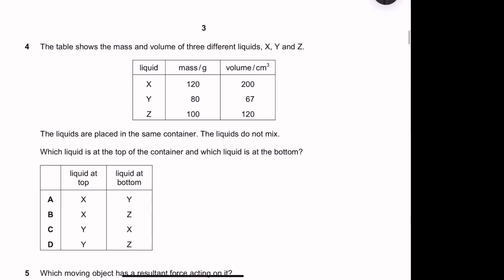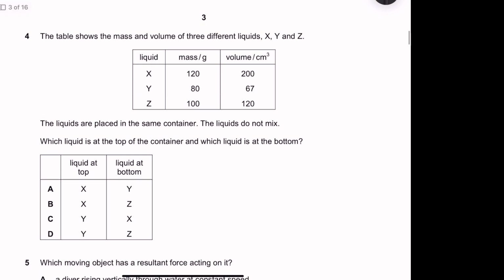Question 4. The table shows the mass and volume of 3 different liquids, X, Y, and Z. So you can see the mass and its volume. The liquids are placed in the same container. The liquids do not mix. Which liquid is at the top of the container and which liquid is at the bottom of the container?